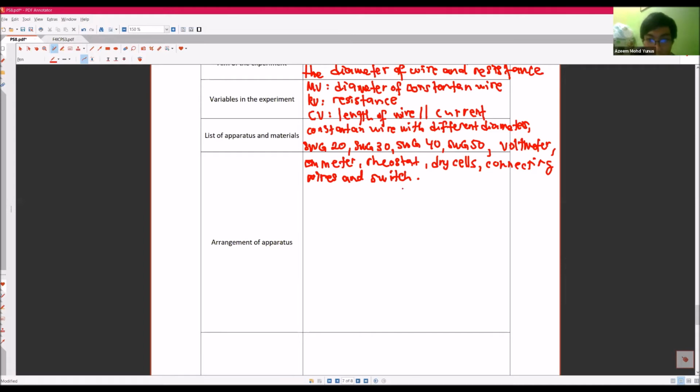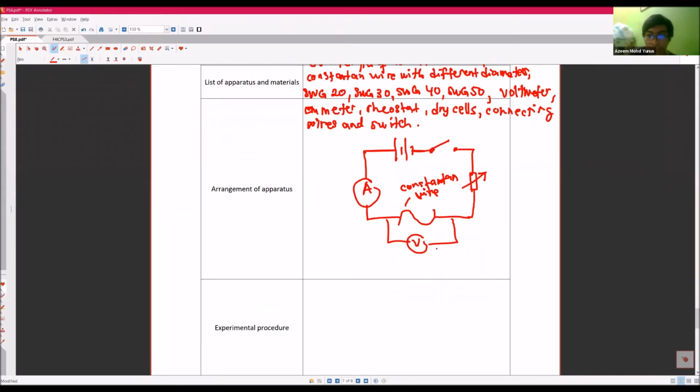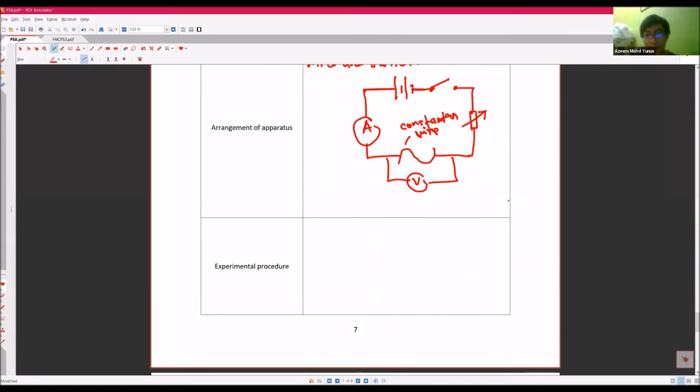Okay, so let's draw the circuit. The diagram is always like this. Make sure that you draw it properly using ruler. Don't need to label other than the constantan wire, but if you want to label all, it's no problem here. Constantan wire. Definitely you can label it.